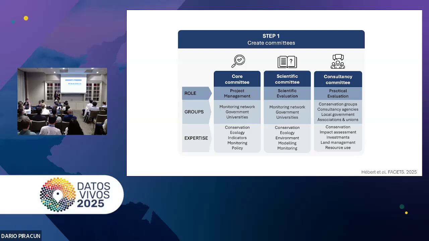There was a scientific committee and a consultancy committee. The scientific committee was to do scientific evaluation, basically. The consultancy committee was to do practical evaluation of indicators. So this was a lot of conservation practitioners, local government associations that are doing projects on the ground. And the core committee was government, but also academics that had a broad knowledge about indicators and modeling to help bring everyone's insights together into something hopefully useful.